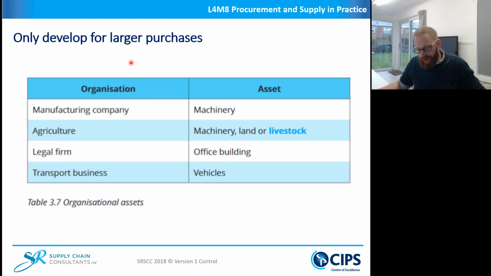Only developed for large purchases, of course, because I talked about this idea that you should generally only be developing this if we're talking about CrowdJIT for these more strategic purchases, because everything else doesn't warrant those kind of additional costs, that additional time, that additional effort. So when we talk about large purchases in regards to businesses, it might be your machinery, office building, vehicles, fleet. Those are the type of things that we're talking about, and those are going to be more strategic type items.